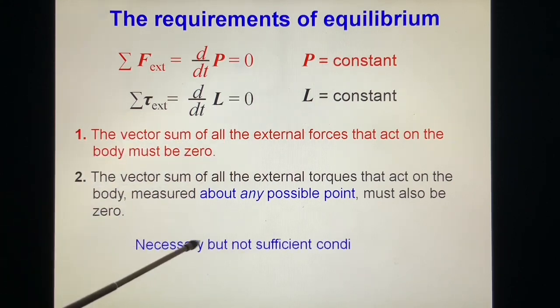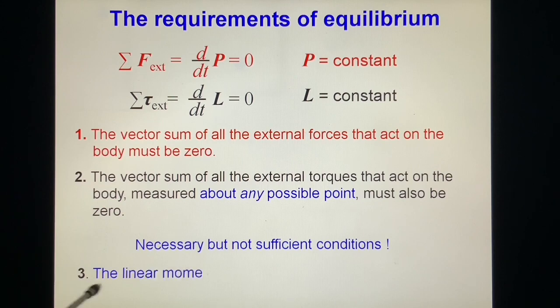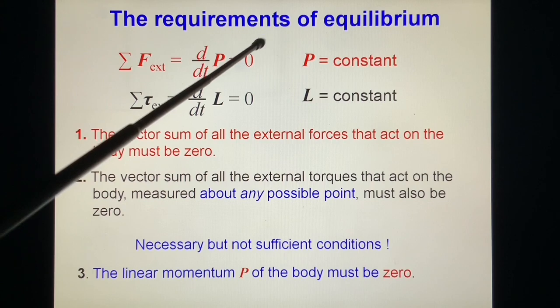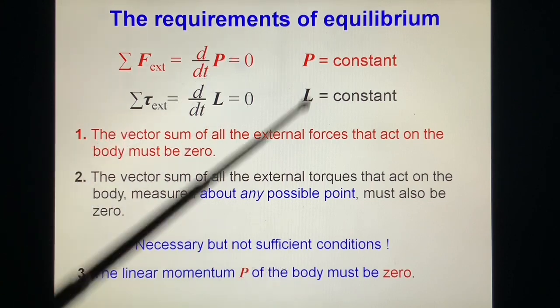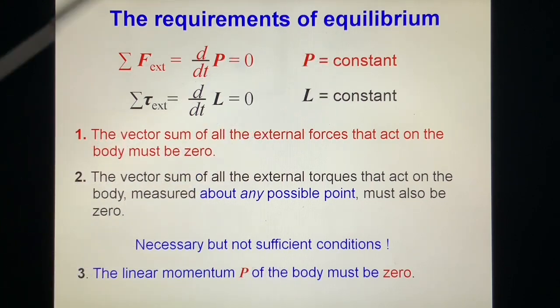These are necessary but not sufficient conditions. You satisfy these, but this might not be equilibrium. The linear momentum p of the body must be 0. Now, if you want to make it sufficient, p must be 0. In other words, the velocity should be 0.